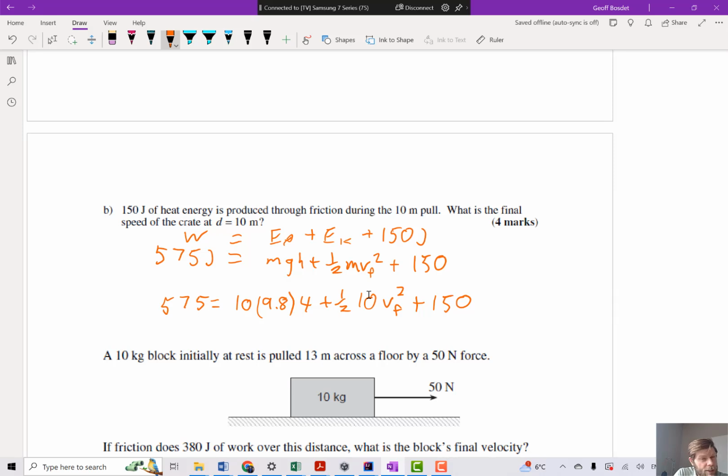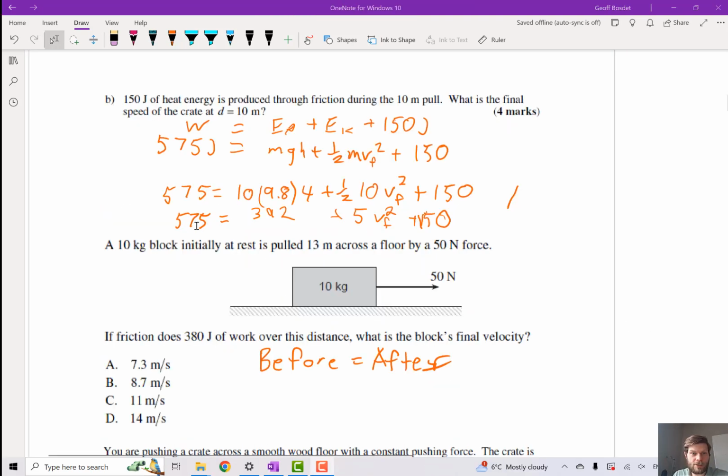9.8 times 4 is 39.2. 39.2 times 10 is 392. 1/2 times 10 is 5, plus 5 VF squared, plus 150. All right, so at this point we've got 575 joules of initial energy has become 392 joules of potential energy, 5 times the final velocity squared of kinetic energy, and 150 joules of thermal. Math it up, solve for VF squared, you're all done.